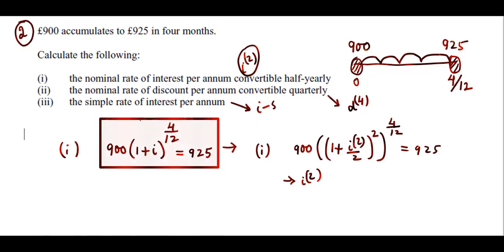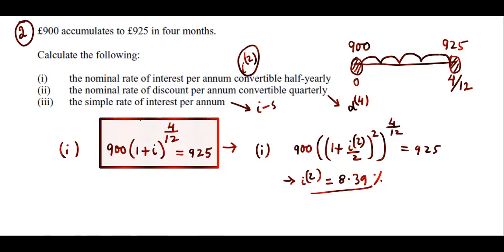And in the second one, the nominal rate of discount per annum convertible quarterly. Nominal rate of discount per annum. So you need to find D4. So you have to write the corresponding D4 formula. So one way is, again you can solve this one. Let me write this one as well. Again you can solve this one, find I, from I you find D. There is a link between I and D. From D you can find D4. But that will be quite a long process.